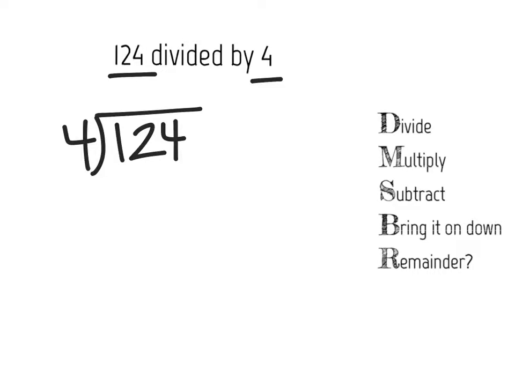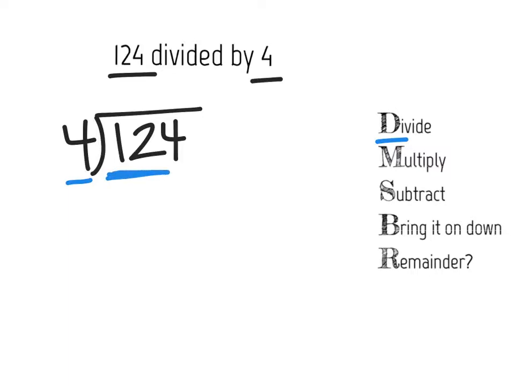Okay, so let's start with divide. So we have 4. We're going to take a look at our first digit, 1. Well, in this case, a 1 is smaller than the 4, so I can't fit any groups of 4 into a 1.